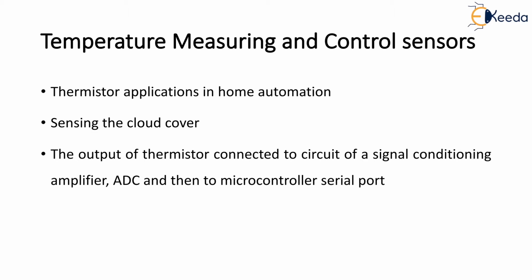So the output of the thermistor is connected to the circuit of a signal conditioning amplifier. After getting the data, the thermistor circuit is connected to the signal conditioning amplifier, where the input data is amplified. Then the corresponding digital value is converted by the analog to digital converter, and then it is transferred to the microcontroller serial port.